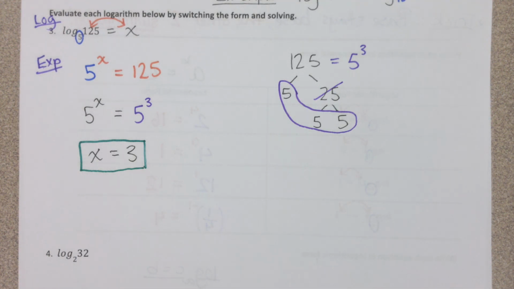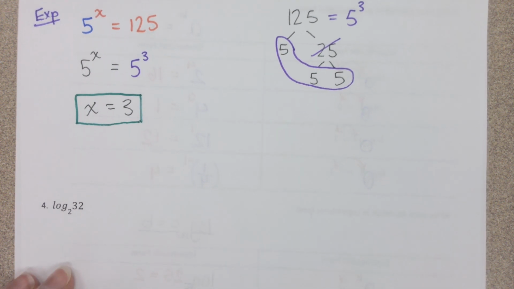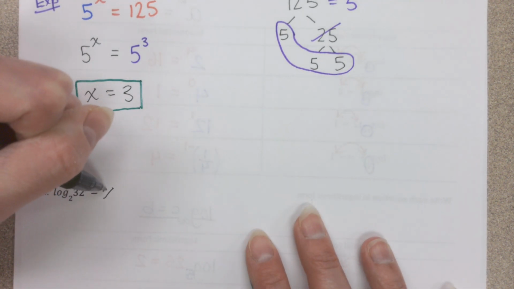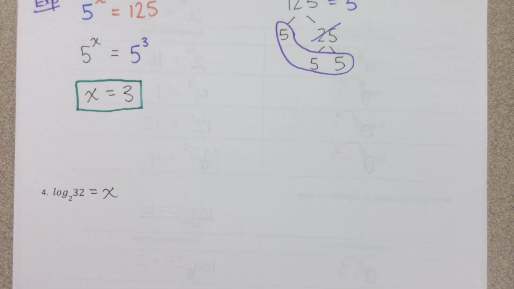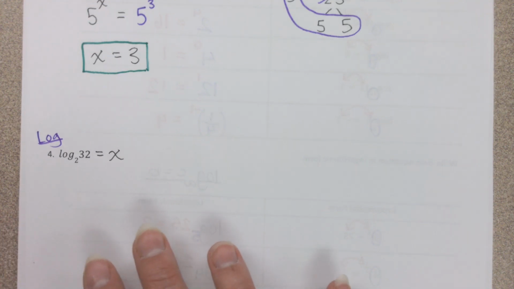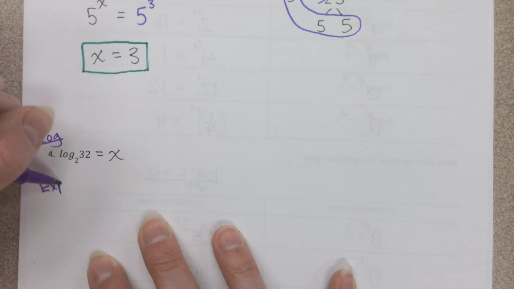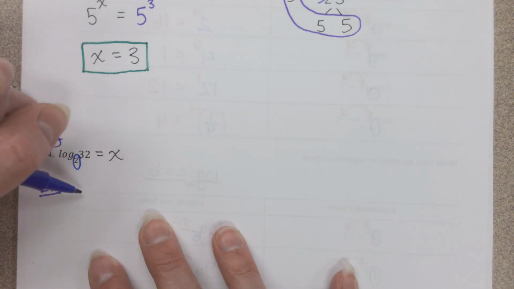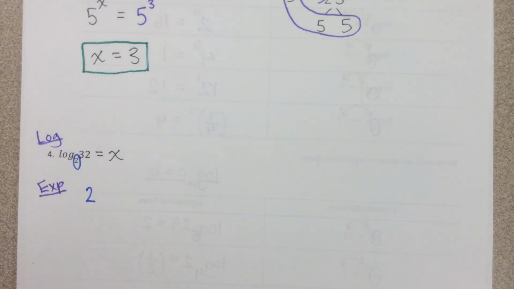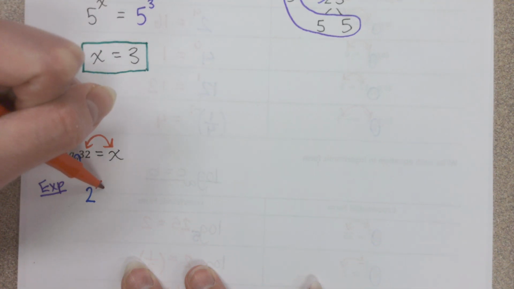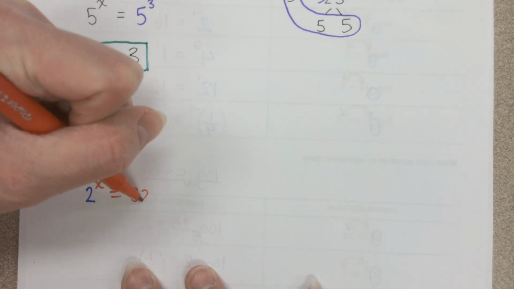Let's see another one of those. Number 4, very similar problem. Log base 2 of 32 equals x. Now we can solve it. Currently we are in log form, and we're switching it to exponential form. Base stays base. My base is 2. The other two switcheroo. My exponent is x equals 32.